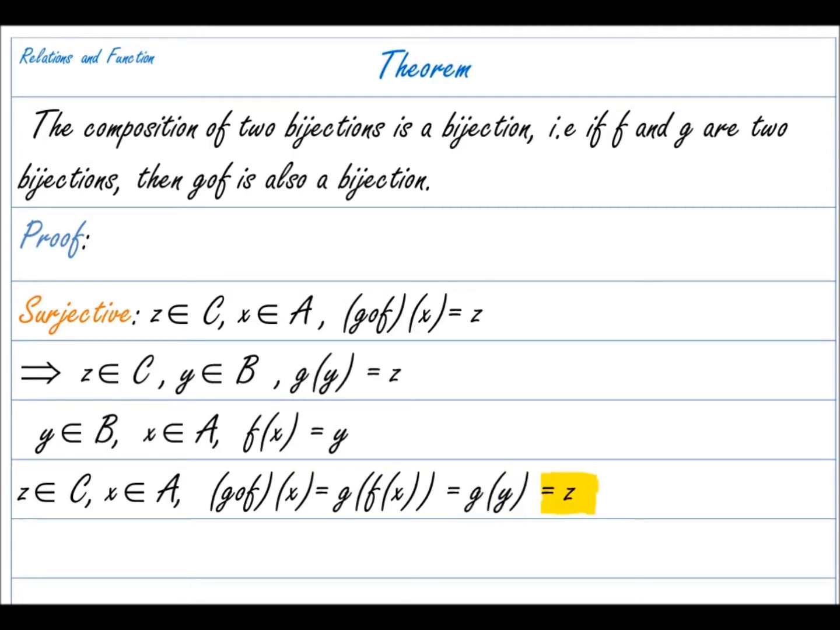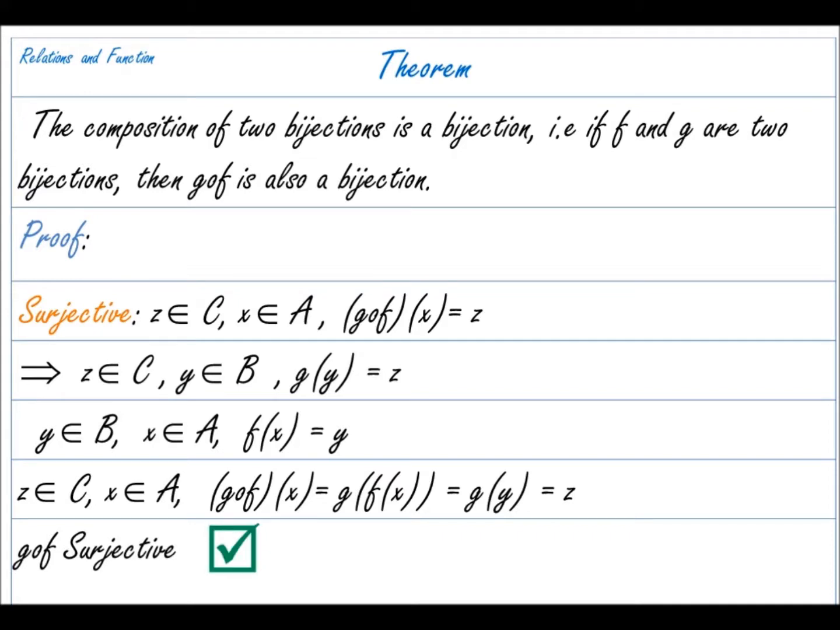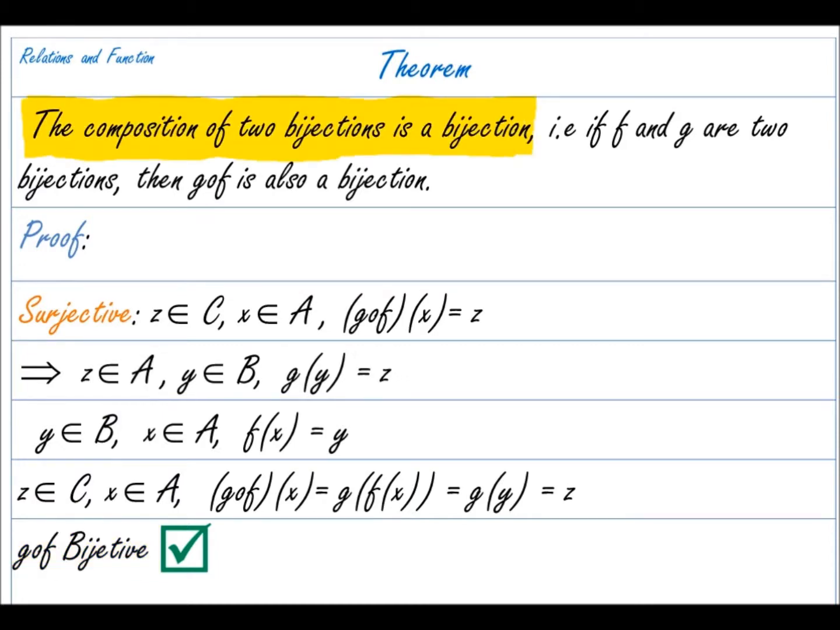So that means every element z in the function gof has got a pre-image in set A, and that is the precondition for a function to be surjective. So that means gof is a surjective function. Now gof is injective as well as surjective. So that means the composition of functions f and g defined as gof is a bijective function. Or we can say the composition of two bijections is a bijection.